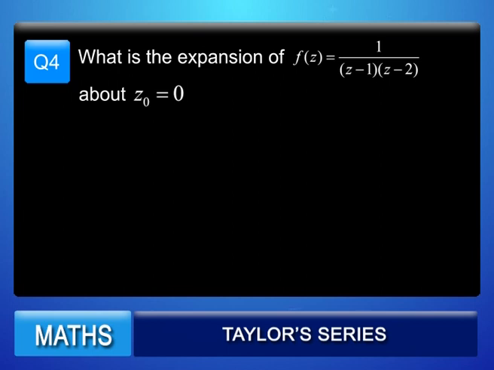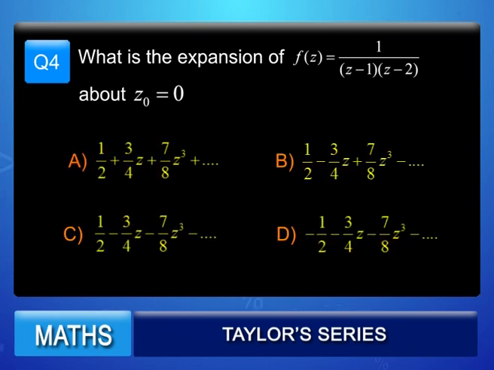Question number 4. What is the expansion of f of z equals 1 by (z minus 1) into (z minus 2) about z naught equals 0?